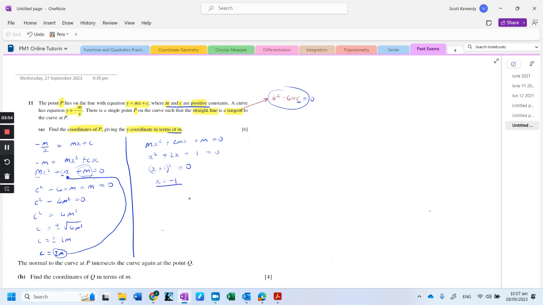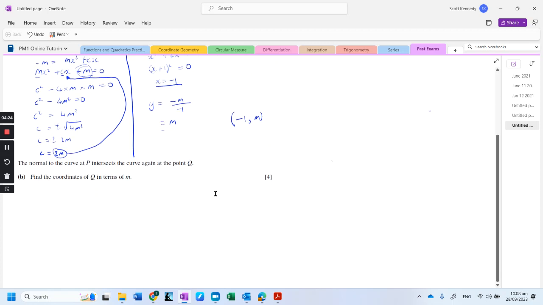So we've got that. Now we can plug this into the curve equation to find the y coordinate in terms of m. So y equals negative m over negative 1. So y is, of course, equal to m. So our coordinates are therefore going to be minus 1, comma m. All right, so that's that one. I think that's all we needed to do.